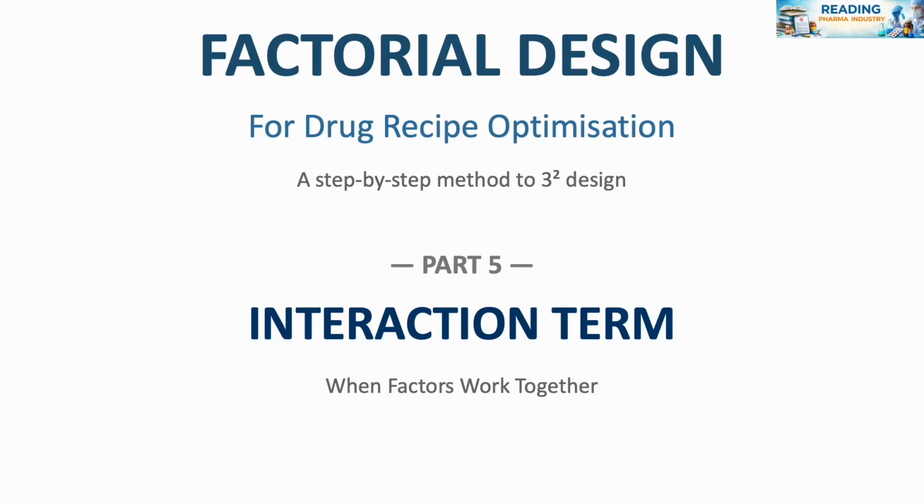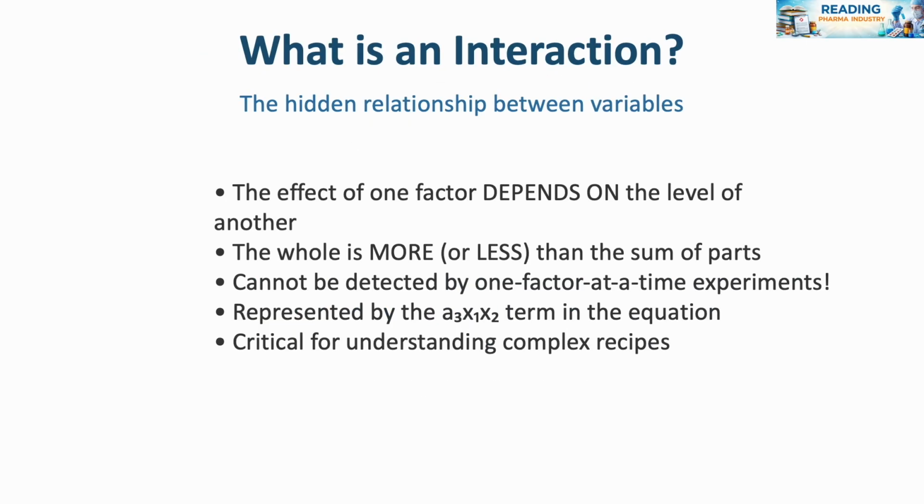Here we reach the new part on the interaction term, and that is basically when we learn about how factors, different variables, work together. This whole thing is part of the factorial design, which is used in pharmaceutical formulations optimization.